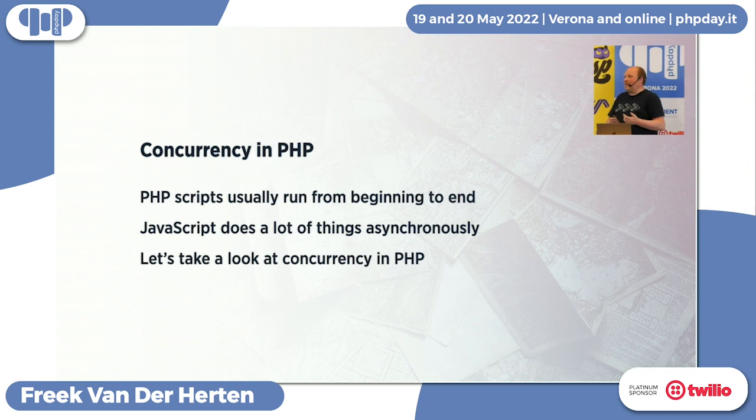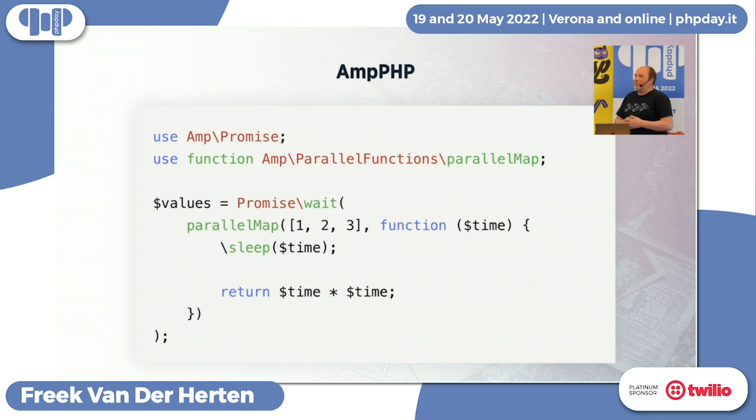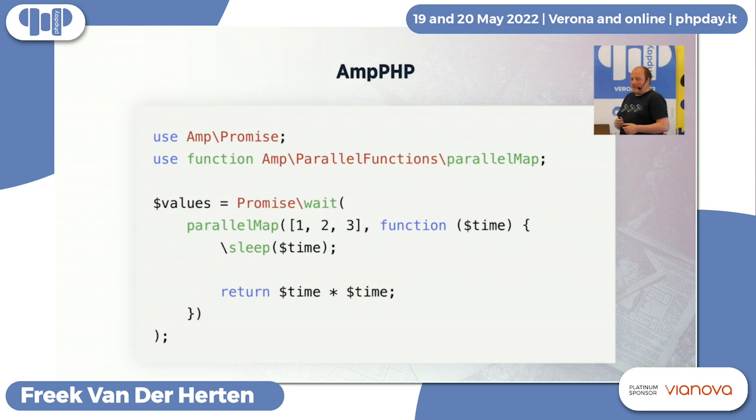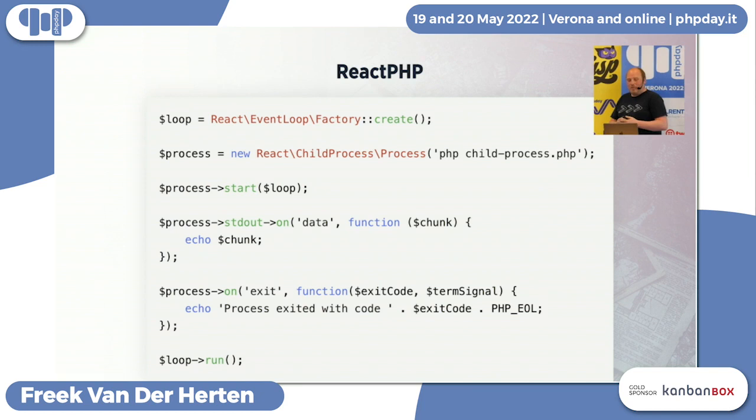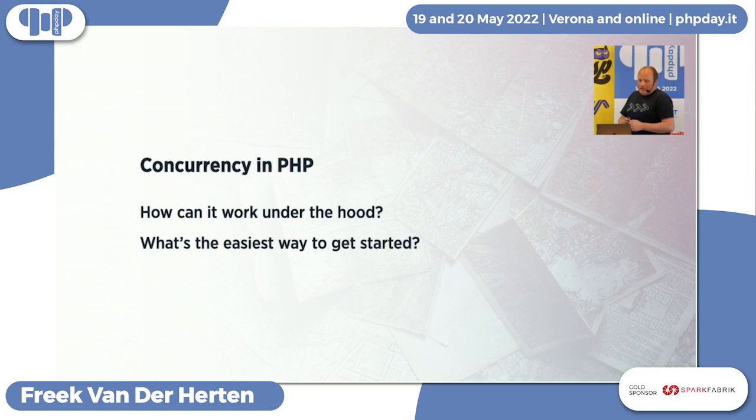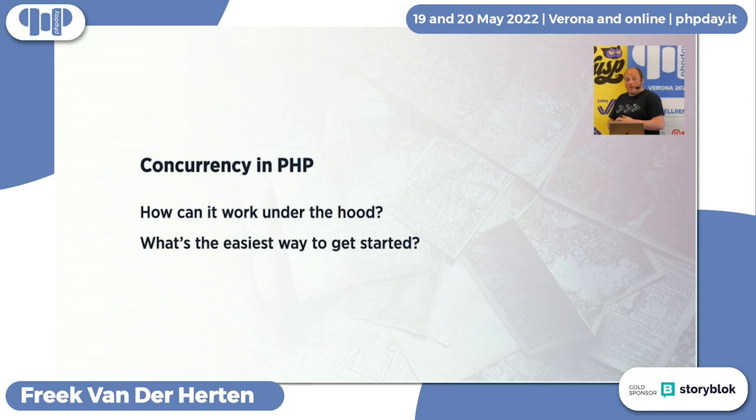And actually, in PHP, we already have a lot of options. There are a couple of big frameworks, such as AMPHP. You can see that we can create a promise and do things in parallel. We also have ReactPHP, which allows you to define a loop. You can add things to the loop and say when these things need to be executed and then run the loop. But those things hide a lot of magic away from you. They're amazing to use, and if you want to use concurrency, definitely use them.